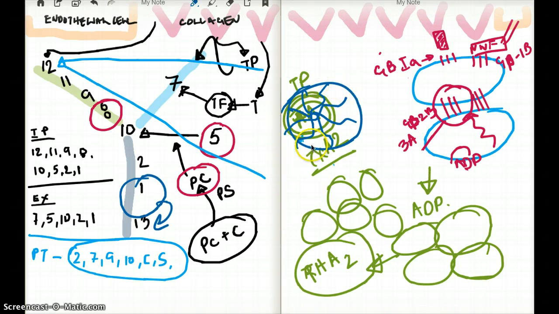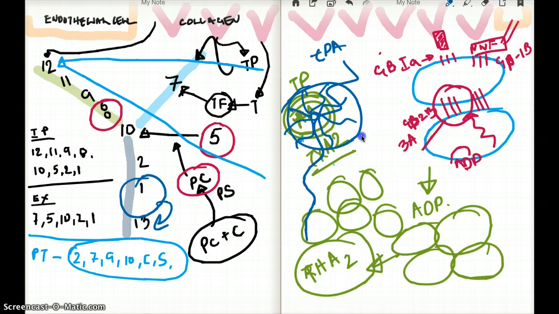So once we have fibrin products and we give, let's say, TPA, TPA is going to come and break it down. As a result, we're going to have fibrin split products. If we have fibrin split products, it's going to be seen in a D-dimer assay, right?